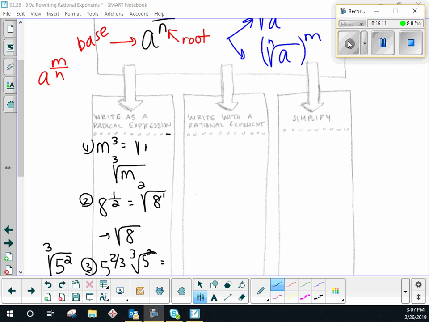So there we practiced going from fraction powers to radicals. Now we're going to go the opposite way. I'm going to give you radicals, and you're going to write them with fraction exponents. Yes. Rational powers. Okay. So here's the first one.